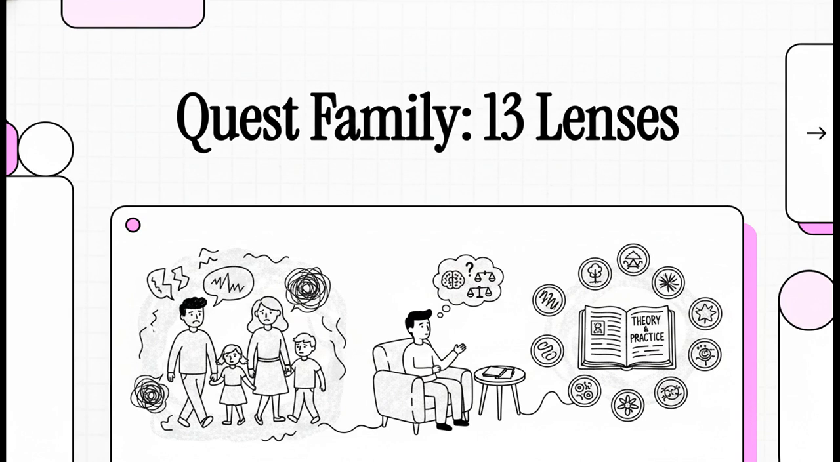Well, welcome to this explainer. We're going to dive right in and explore how Dr. James Robert Bitter's textbook, Theory and Practice of Couples and Family Counseling, tackles this exact dilemma. And the way he does it is brilliant. He uses one continuous case study to help us road test 13 different therapeutic lenses.